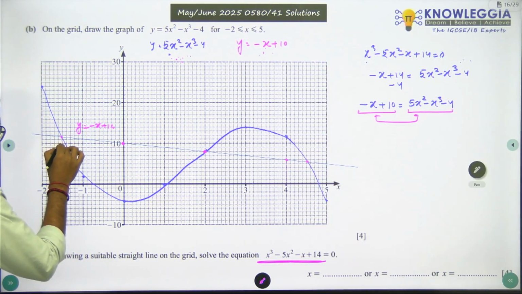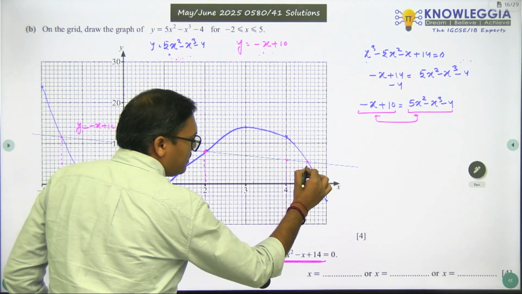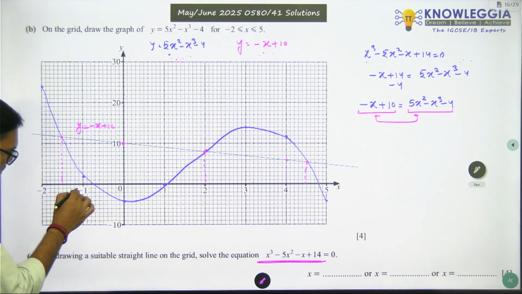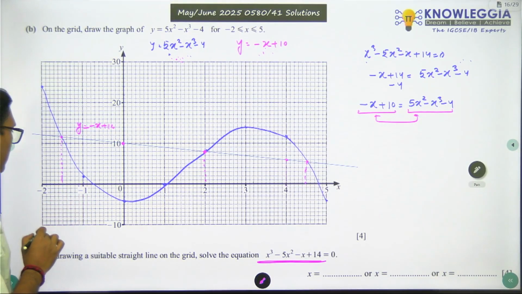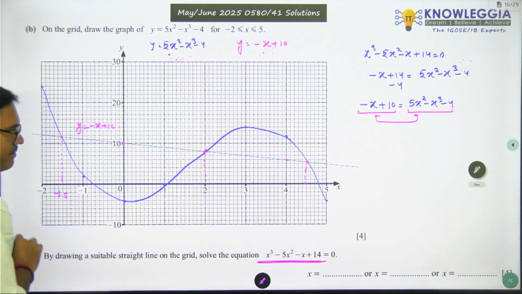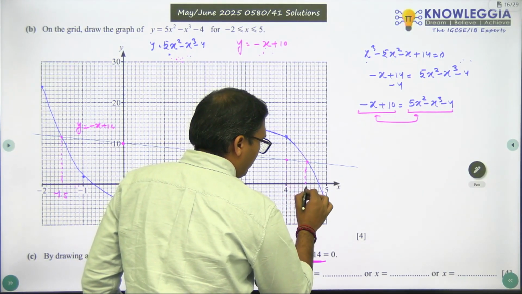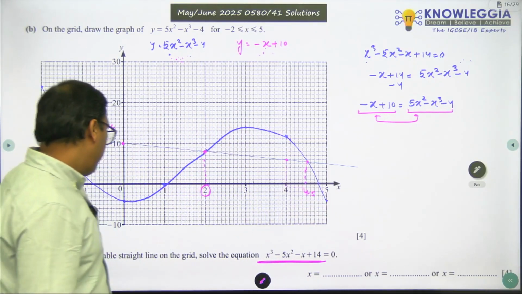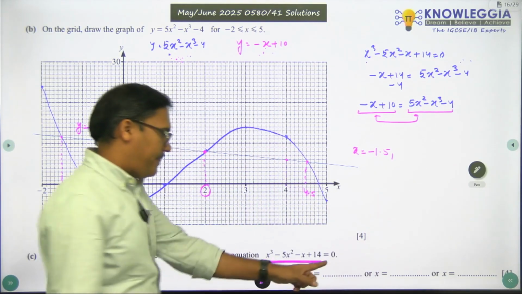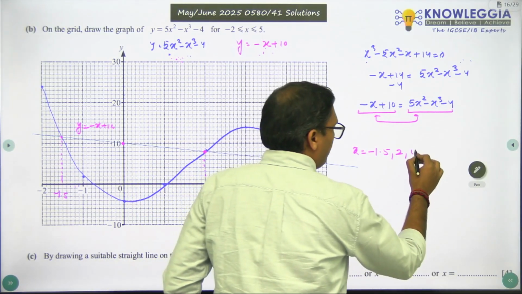So what are the solutions? This is one x value, this is another x value, and this is another x value. Roughly, how many blocks do we have? 10 blocks, 1, 2, 3, 4, 5. This is minus 1.5, this is 2, and this is 4.5. So what are the x values? One answer is minus 1.5, the other answer is 2, and the third answer is 4.5.